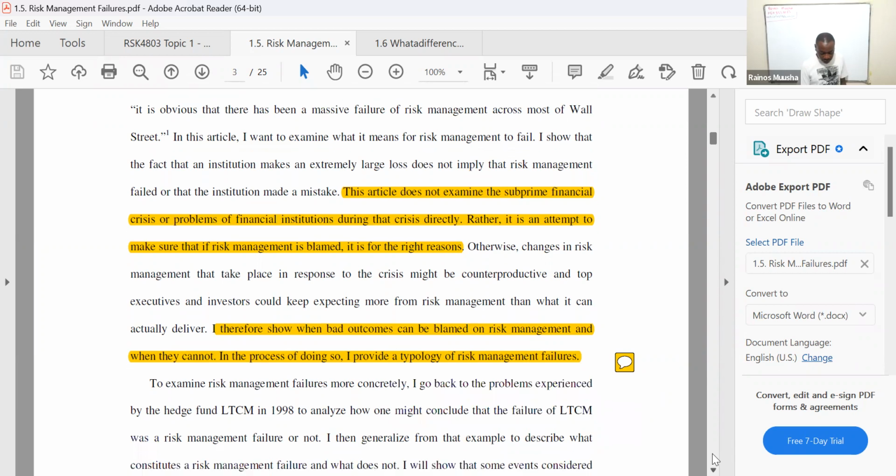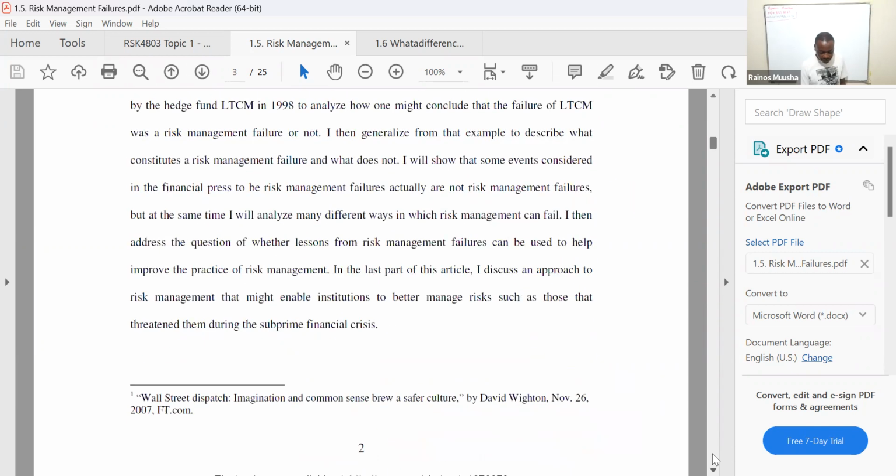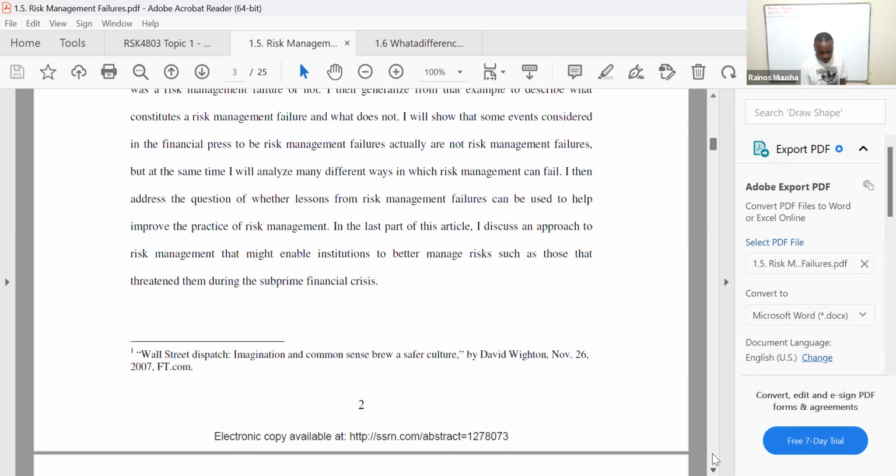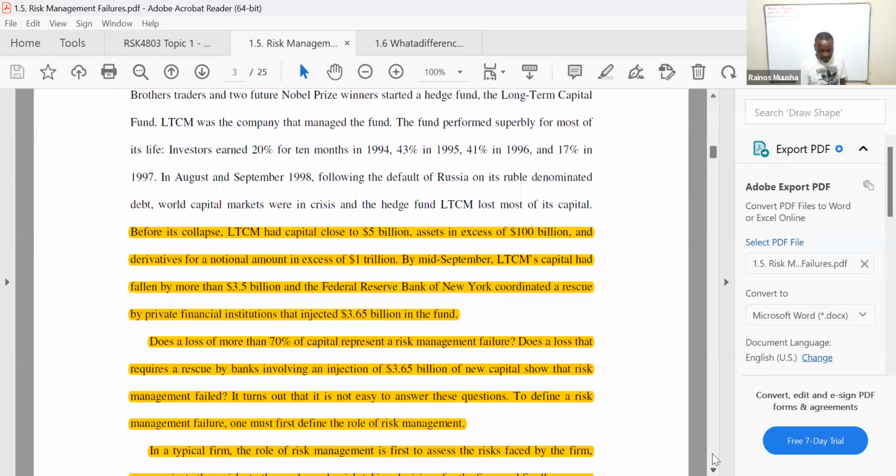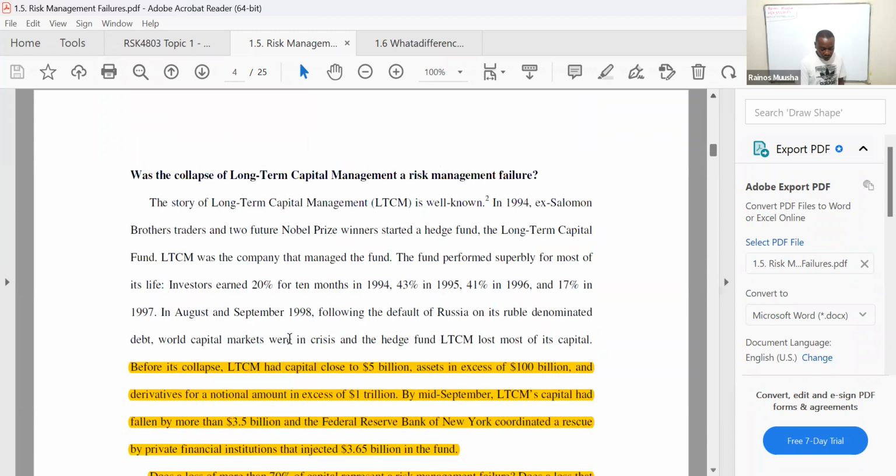Then they also gave us information on the case study of LTCM. Remember, the case study itself, we're just going to go through it briefly, but it's just for you to go through it as a lead on to the next section that is of importance that we're going to be looking at. So it's just to give us a brief background that is going to lead us on to the point that we want to drive through when it comes to risk management failures.